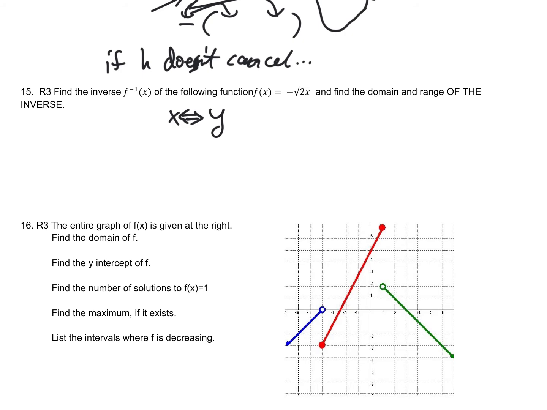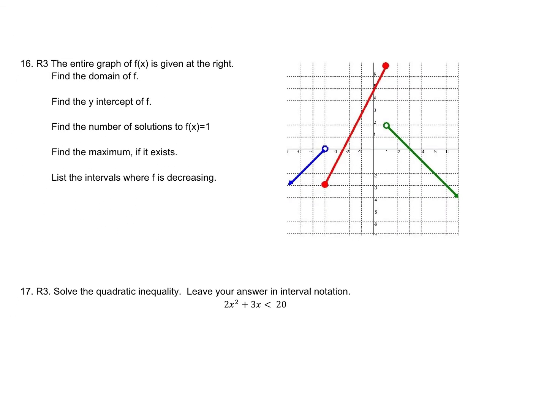All right, on to number 16. The entire graph is given at the right. Find the domain. Domain basically means how far can it go this way and this way. Are there some things it can't be? You have to be the judge of that. But when you look at this and you look at this, they're right above each other, and only one of them is working as a function. So this passes the vertical line test. So it appears that it is a function.